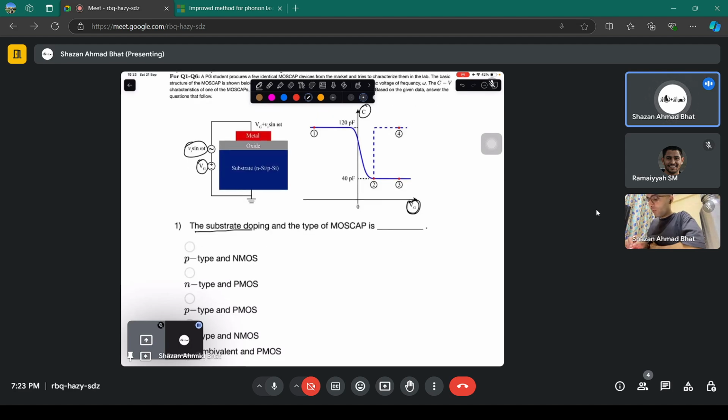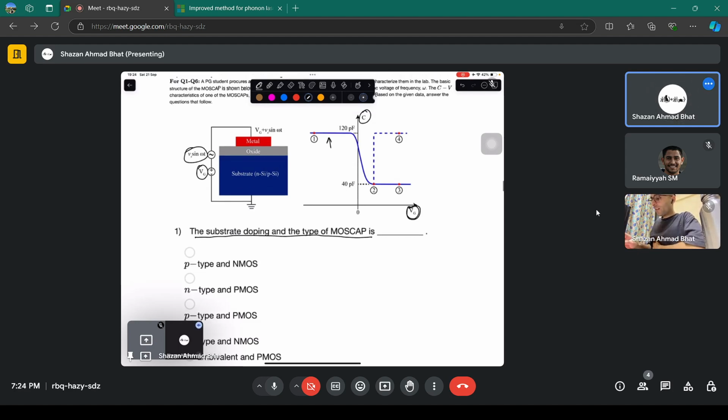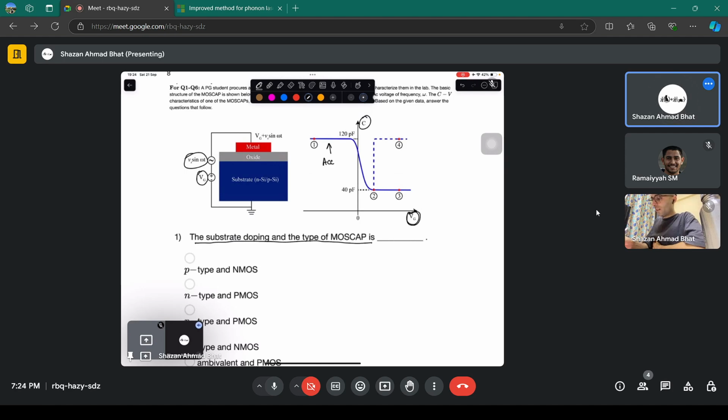First of all, the substrate doping and the type of MOS capacitor is. How are you going to see what is the substrate doping and what is the type of the MOS capacitor? That is the first question we have to answer. First of all, you see that this particular region is the accumulation region, this particular region is the depletion region, and this particular region is the inversion region. And you see, why is this accumulation? Because capacitance is constant.